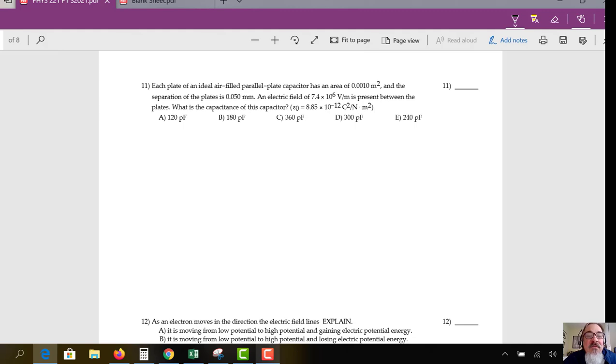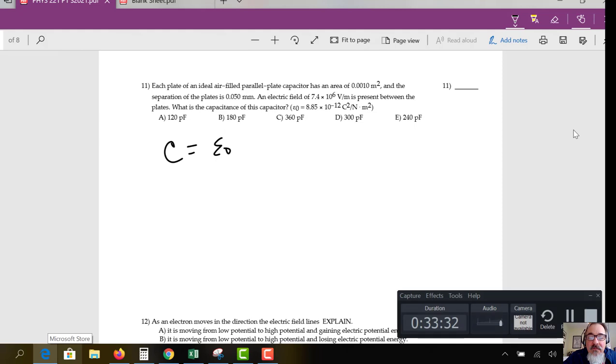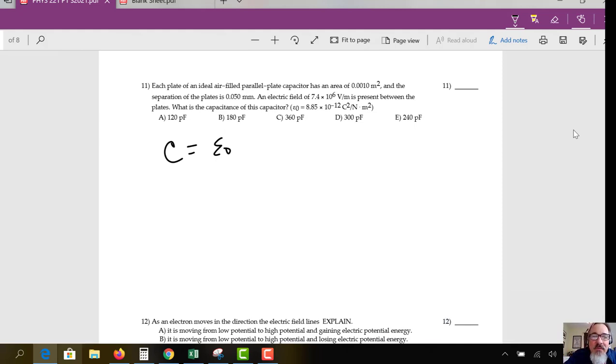Next one, each plate of an air-filled parallel plate capacitor has an area. Okay, the area is given. The separation is 0.05 millimeters. There's the electric field strength. Good. Volts per meter, same thing as a Newton per coulomb. What is the capacitance of this capacitor? Okay. So remember, the capacitance just depends on the separation of the plates and the area of the plates. So the capacitance is epsilon naught A over D. Okay, that's one way we can calculate the capacitance.